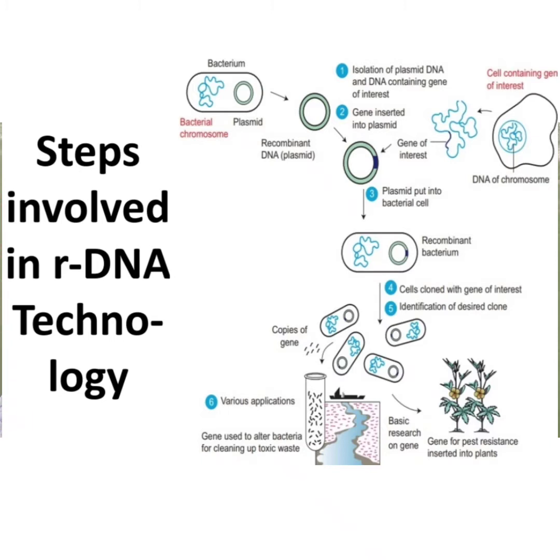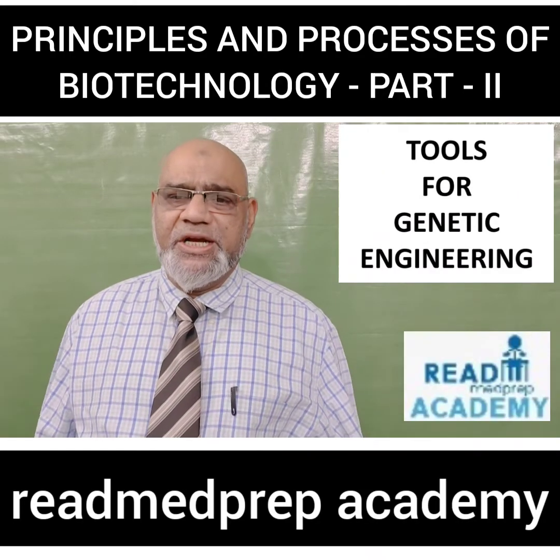The cells are cloned with the gene of interest, the desired clone is identified, and copies of genes are made within the bacterial cell. Various applications follow, like using the gene to alter bacteria for cleaning up toxic waste or for basic research purposes, or introducing it into plants for better products and better plants. Now, what are the tools for genetic engineering?